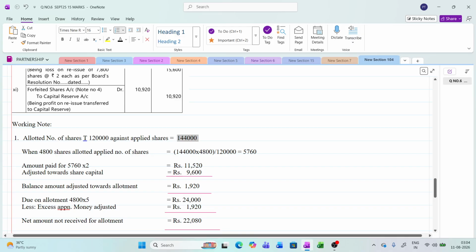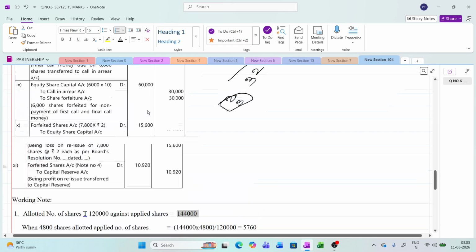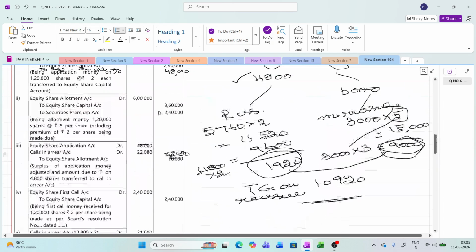So make a cross multiplication divided by this. You will get 5,760 shares he applied. So how much money has he paid on application? 11,520. Out of that, what is adjusted towards capital account for 4,800 shares is 9,600. So the excess money available in that is 48,000.